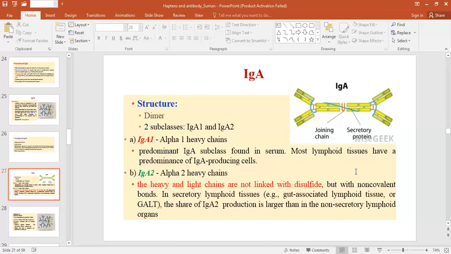In secretory lymphoid tissues like the gut-associated lymphoid tissues, or GALT, IgA2 is predominant. And the share of IgA2 production is larger than in the non-secretory lymphoid organs.